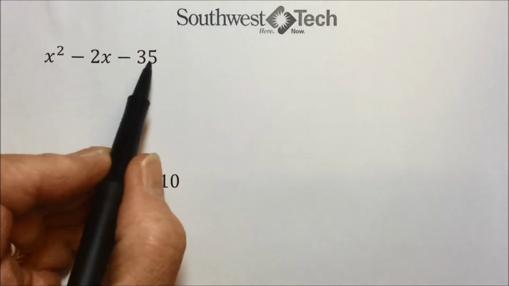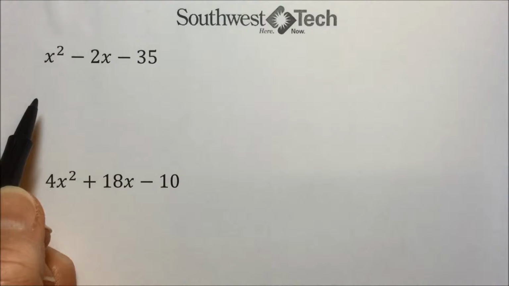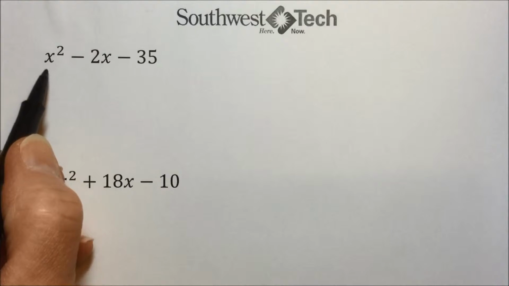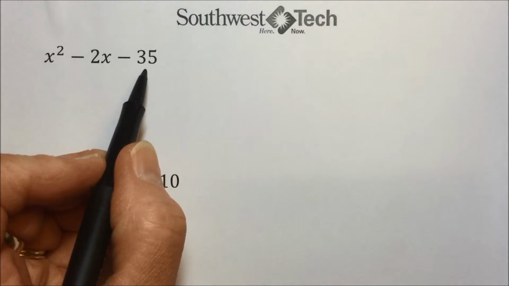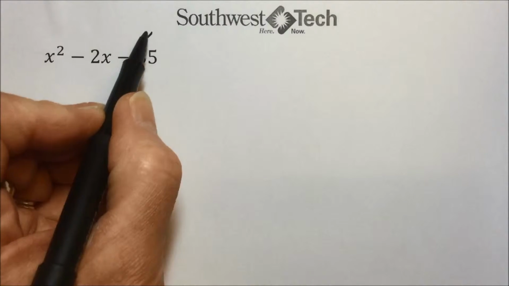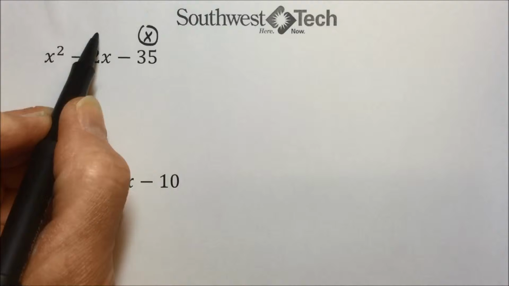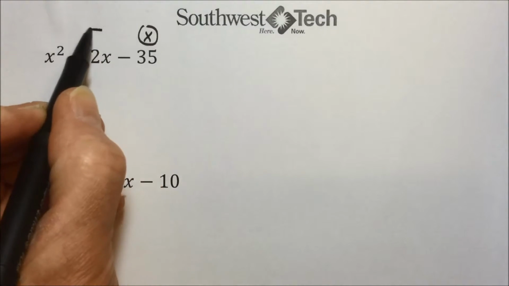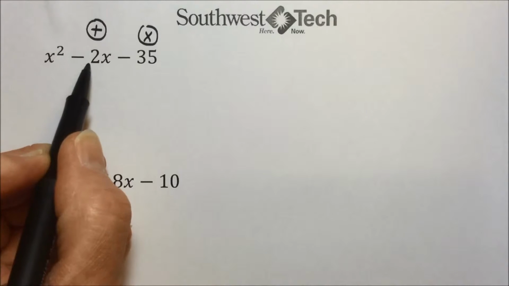Greatest common factor is 1 between all three terms. Looking first, is this a perfect square trinomial? The first term is a perfect square, but 35 isn't. Because we have a coefficient of 1, we can use the FOIL method essentially. We're looking for factors that multiply to give us negative 35 and add up to give us a negative 2.